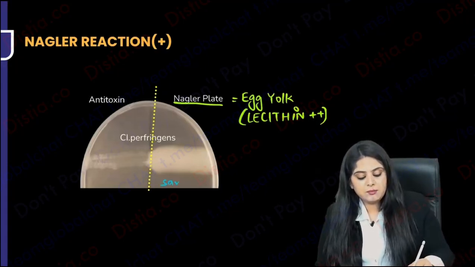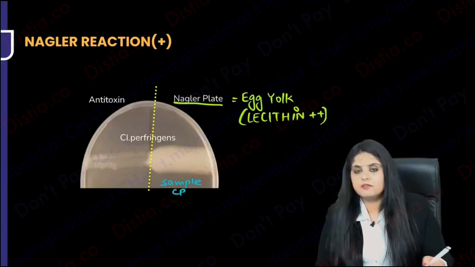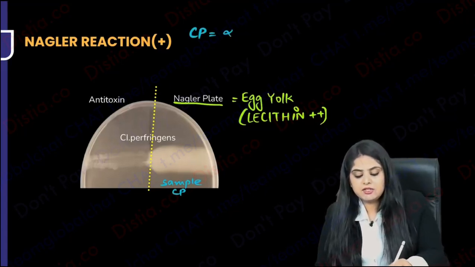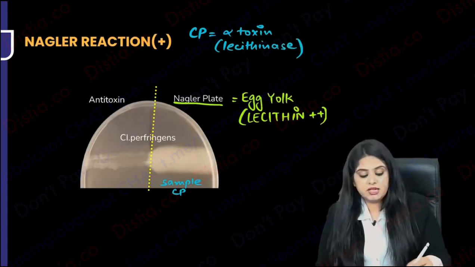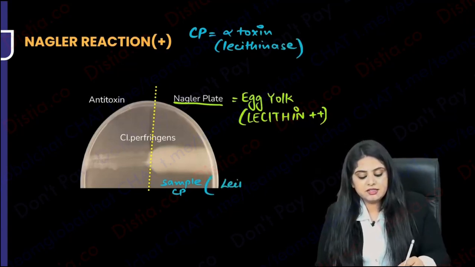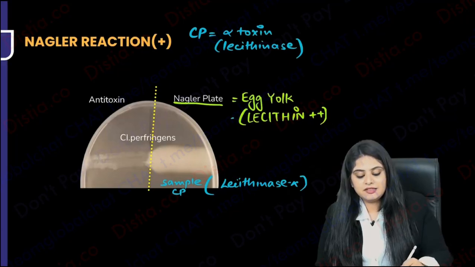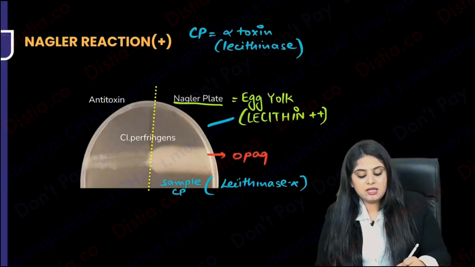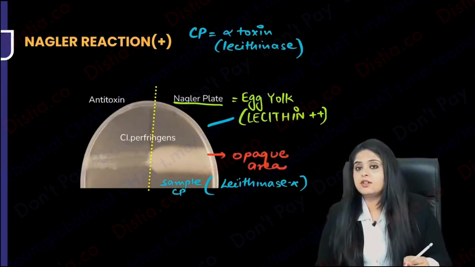As soon as I put the sample of Clostridium perfringens, do we all know that Clostridium perfringens has alpha toxin, and I told you alpha toxin has lecithinase property. Will it break? Because this has lecithinase property, that is the alpha toxin, and egg yolk has lecithin, so breakage will happen. This will go and start breaking the lecithin. That is why what you will get will be an opaque area. So opaque area means the toxin is there, alpha toxin is there.